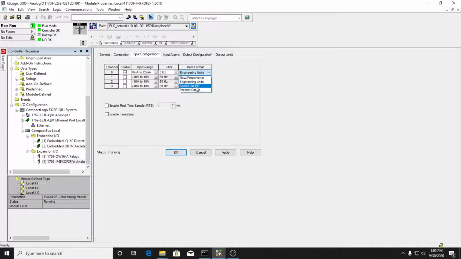If you were to select raw, the raw value is just that raw binary number. It's a 16-bit number, but it's signed, so the most significant bit is the sign. So it actually goes from about minus 32,000 up to plus 32,000 and some change. Or we can choose percentage.